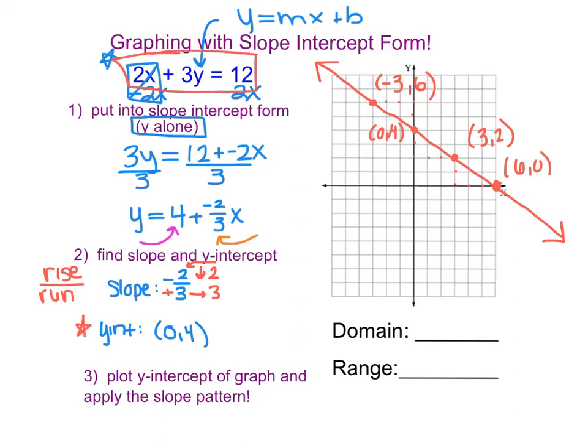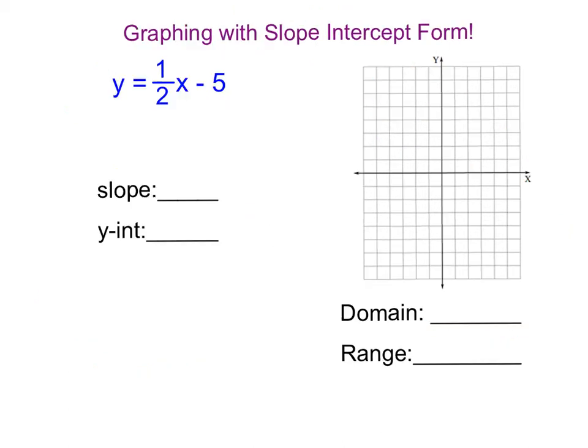Now the final thing I need to do is I need to actually determine my domain and my range. Because my graph is going forever to the right and forever to the left, my domain is all real numbers, and my range is going forever up and forever down, so my range is also all real numbers. So next example here, I notice that this one is already written in slope-intercept form. So I actually don't have to rewrite it.